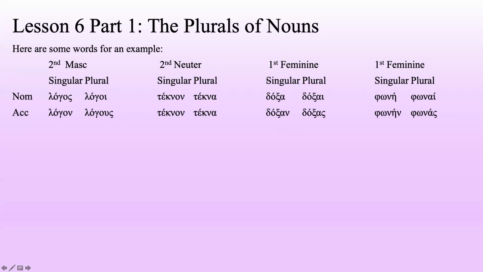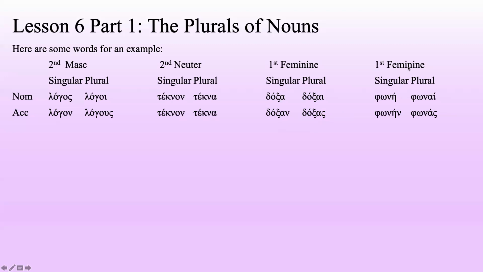For the first declension feminine, in the singular nominative, we have doxa, and the singular accusative, we have doxan. For the feminine plural nominative, we have doxai. For the feminine plural accusative, we have doxas. And again, this is an example of an alpha, and we end up with ai and as.